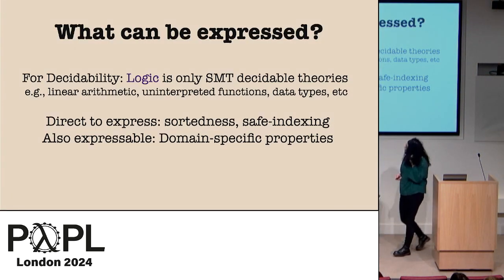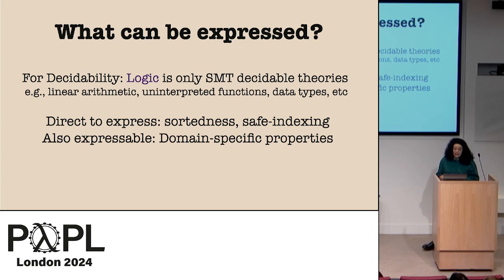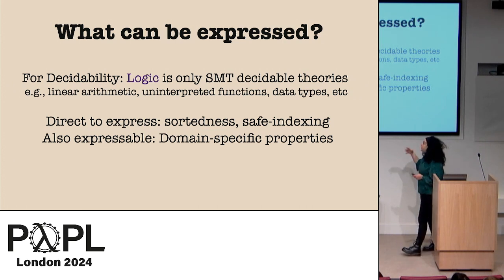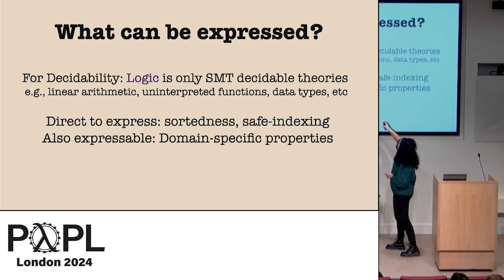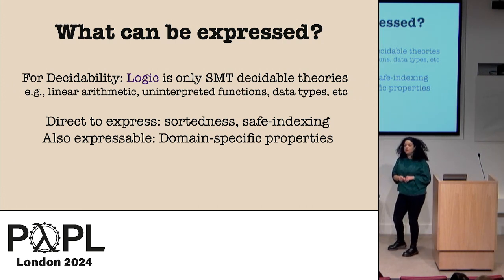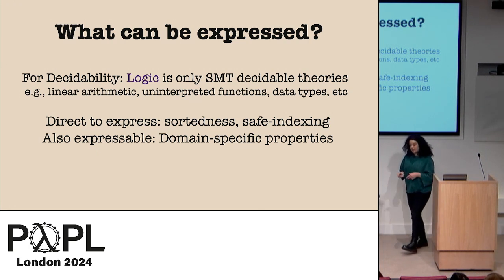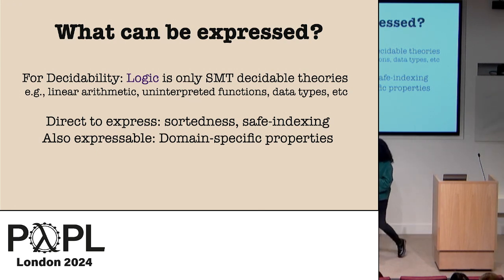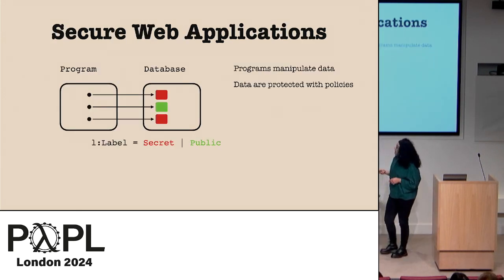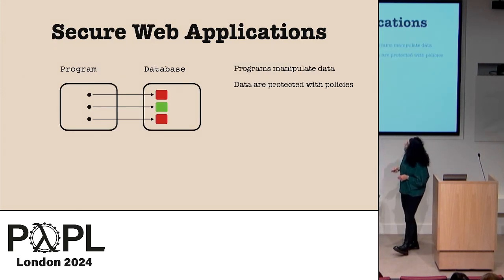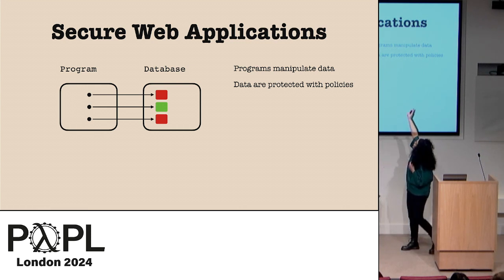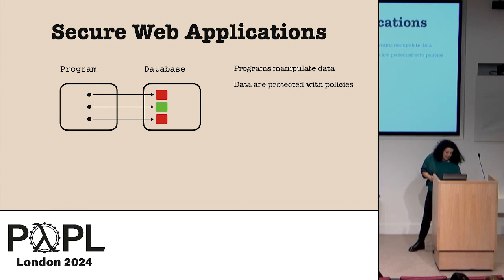And so, for expressiveness, again, if you stay in the light fragment of refinement types, it is very easy and very direct to encode things like sortedness and safe indexing. But also, if you go to the deeper side, you can encode more interesting features. And one domain that I have worked on enough is secure web applications. And I have to finish.